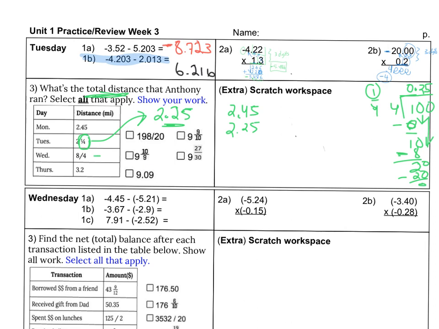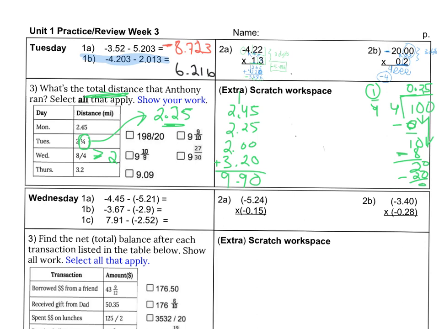Now 8/4 is like 8 divided by 4, which is 2. And 2 is the same as 2.00. And last but not least, 3.2 is the same as 3.20. I'm going to add all these up. 5 plus 5 is going to give me 10. 4 plus 1 gives me 5, plus 2 gives me 7, plus 2 gives me 9. And then 2 plus 2 plus 2 is 6, plus 3 more is 9.